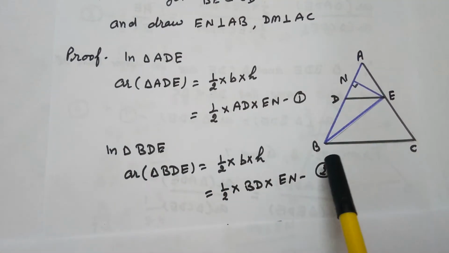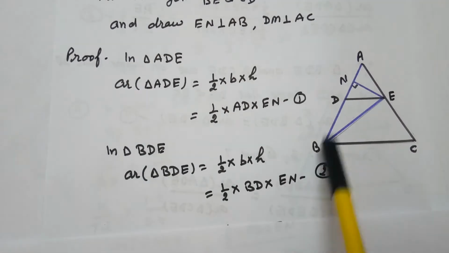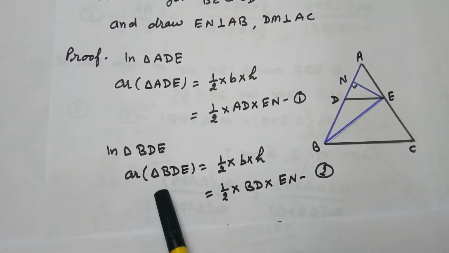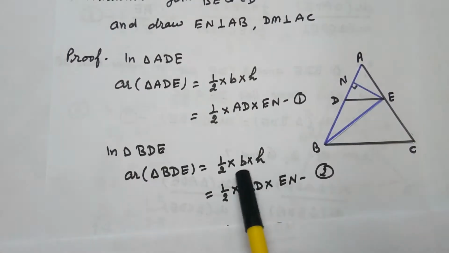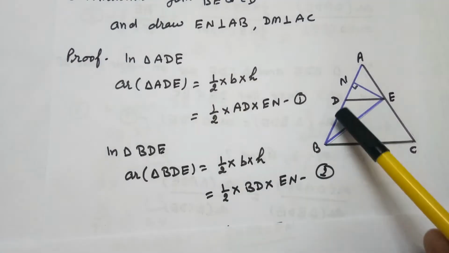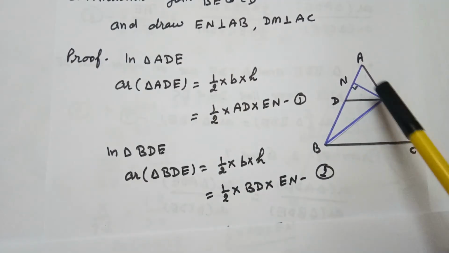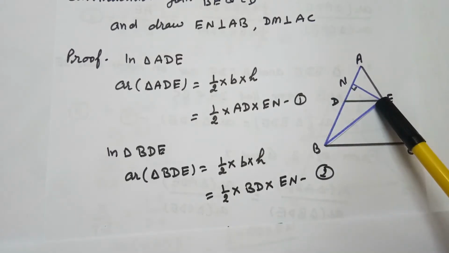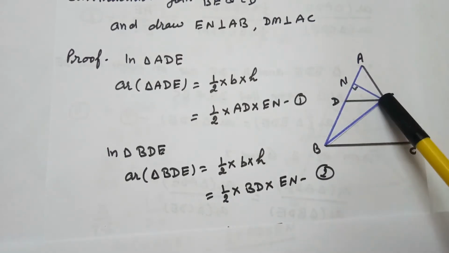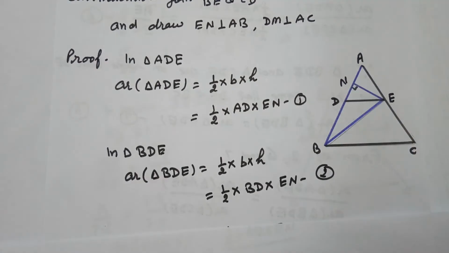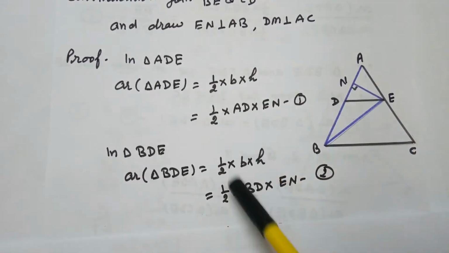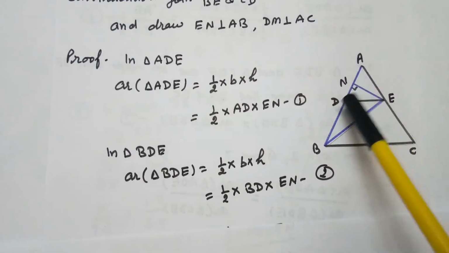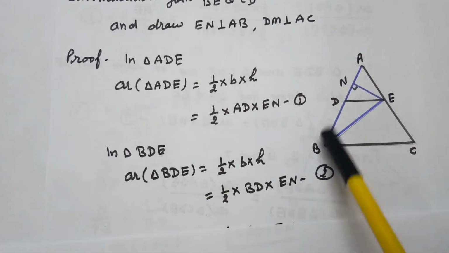Now we will take triangle BDE. The area of this triangle will also be equal to half into base into height. Here the base is BD and the height is EN, because BDE is an obtuse angle triangle, and in an obtuse angle triangle the perpendicular will be outside the triangle. So these are the two areas of triangle ADE and triangle BDE.